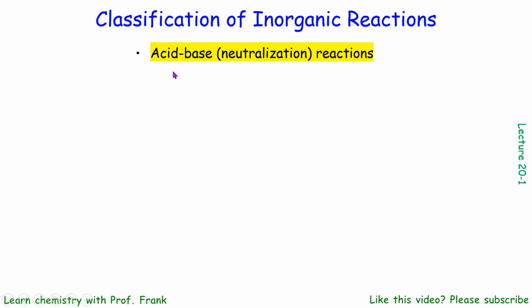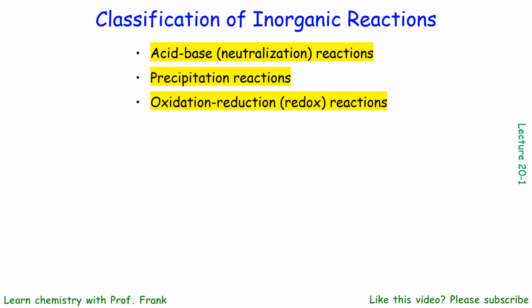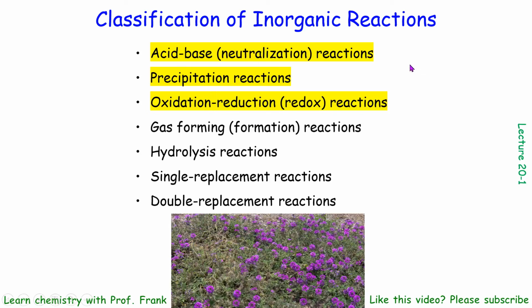The important ones are acid-base reactions. We also call that neutralization reactions, precipitation reactions, oxidation reduction. We also call that redox reactions. So the first three are the most important ones. Then after that, of course, we also have gas formation reactions, hydrolysis, single replacement, and double replacement reactions.